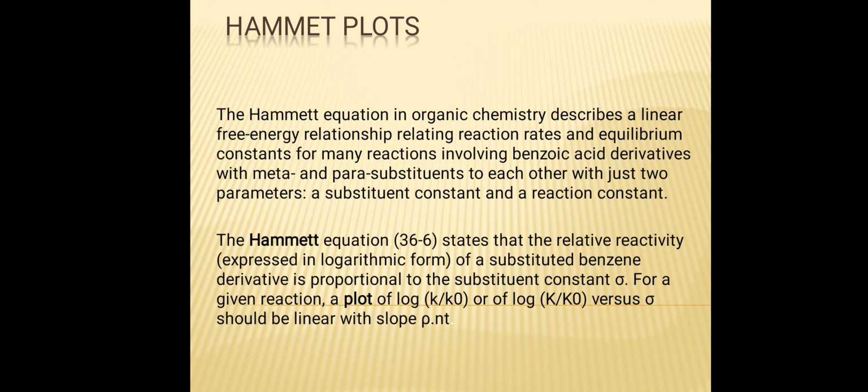Today I am going to discuss the introduction to Hammett plots. In Hammett plots, the Hammett equation in organic chemistry describes the linear free energy relationship relating the reaction rates and the equilibrium constant for many reactions involving benzoic acid derivatives with the meta and para substituents to each other with just two parameters. The substituent constant is the first one and the second one is the reaction constant.